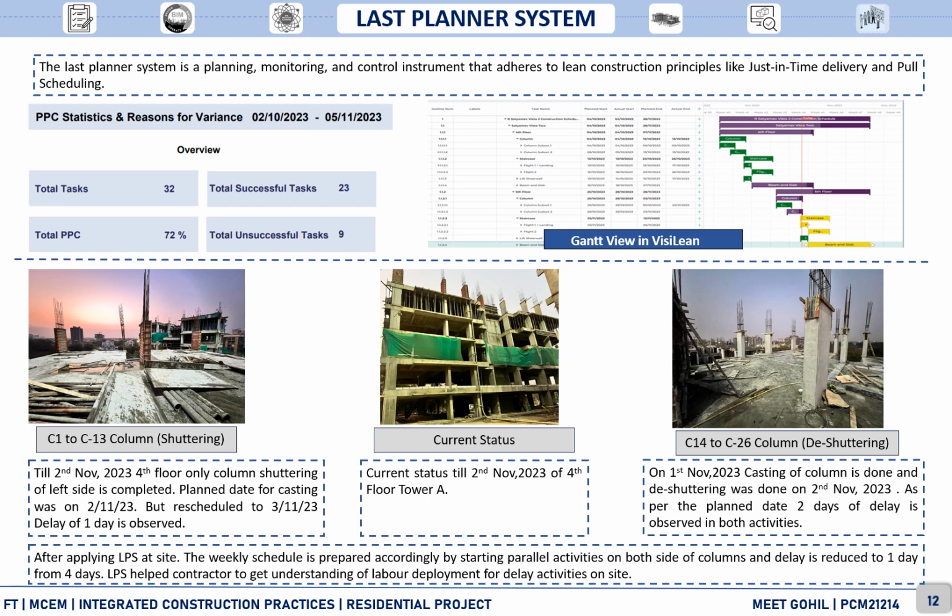On 1st November, the casting of the right hand side of the column is done, and de-shuttering was done on the 2nd November as per the planned date. 2 days of delay is observed in both the activities. After applying the last planner system on site, the weekly schedule is prepared accordingly by starting parallel activities on both sides of the column, and delay is reduced to 1 day from 4 days. The last planner system helps the contractor to get an understanding of labor deployment for the delayed activities on the site.